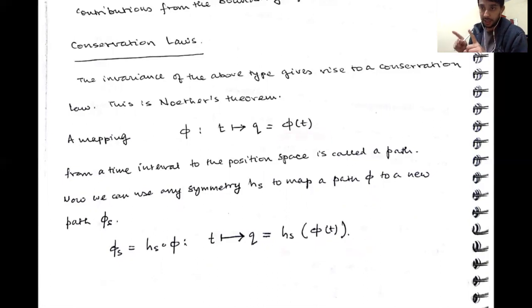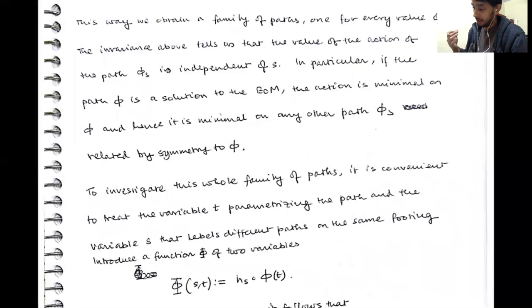So these two paths are now related by symmetry in a very similar way that q was related to the thing for a specific moment of time. Now we are relating two paths, and this is going to be true for every value of s. So the value of the action for the path is going to be independent of s. In particular, if phi is a solution to the equation of motion, then the action is minimal for phi. It's also minimal for any path h_s of phi.